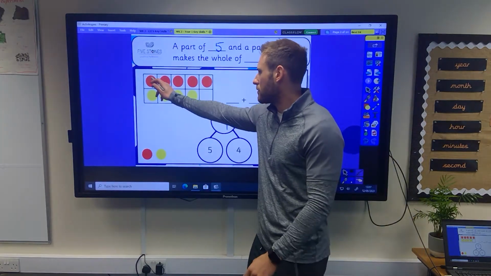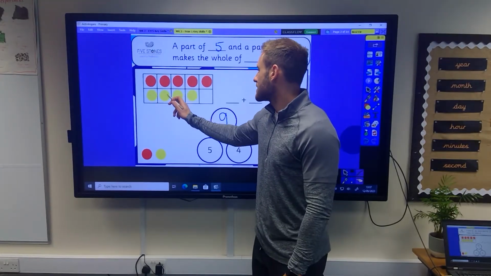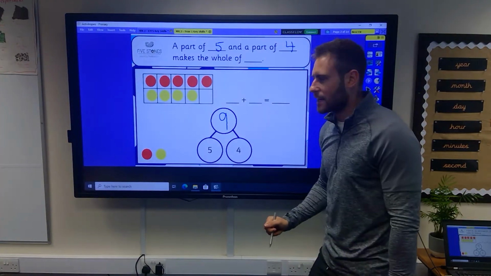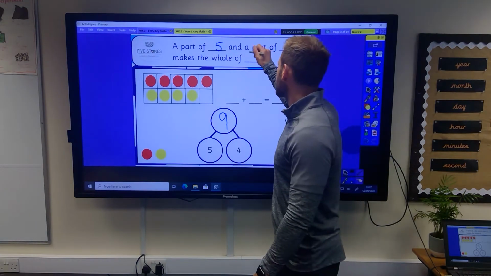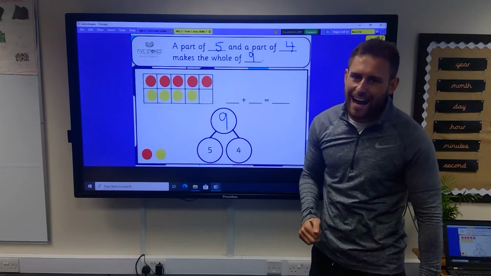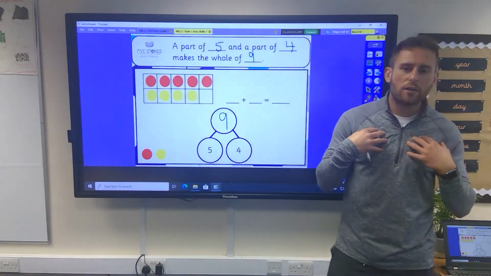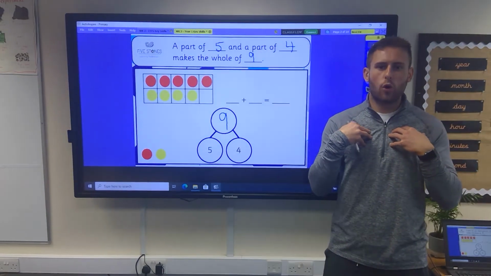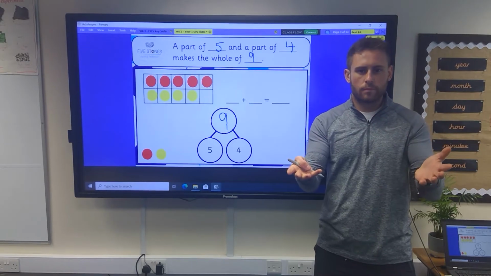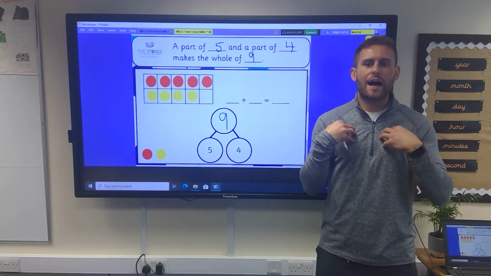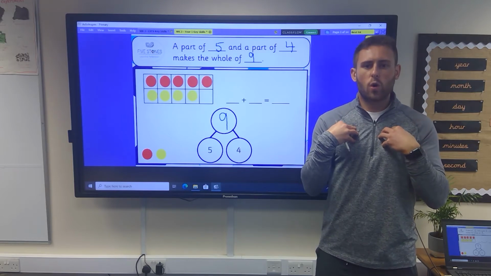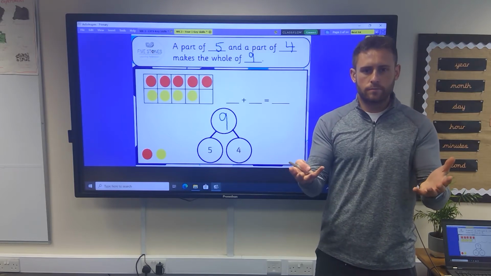Don't need to count 5. We know that that's 5, 6, 7, 8, 9. So we know a part of 5 and a part of 4 makes the whole of 9. My turn. A part of 5 and a part of 4 makes the whole of 9.